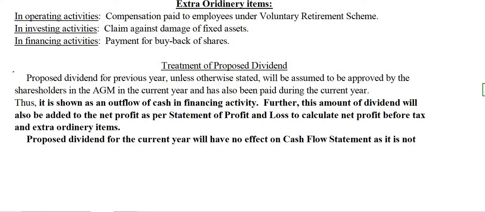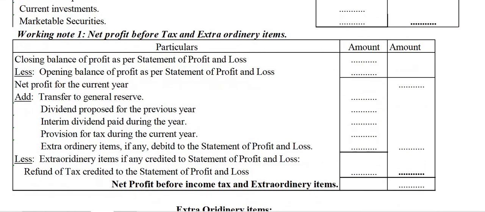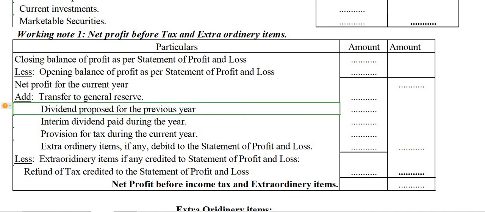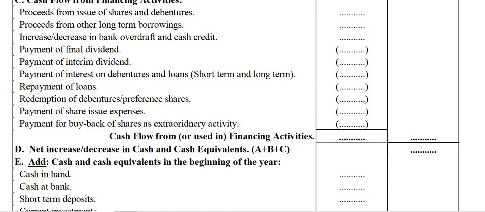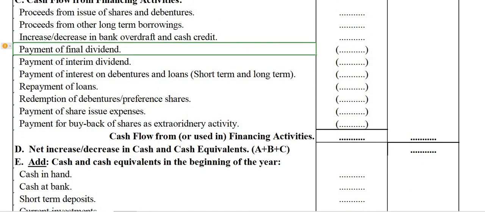We have made the working note. In that working note, you may have seen that dividend is mentioned. Okay, so that dividend you can see here. Dividend proposed for the previous year is mentioned. So that will be added there. And in financing activity also you can see payment of final dividend, including this proposed dividend also. Okay, so that proposed dividend paid is called the final dividend paid.